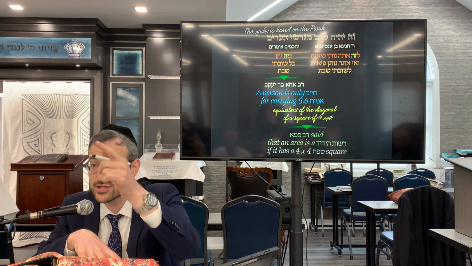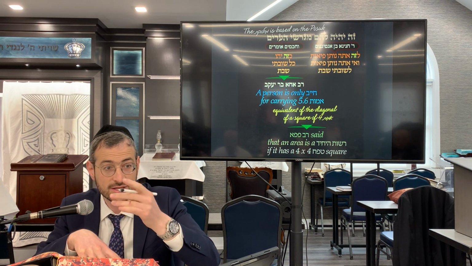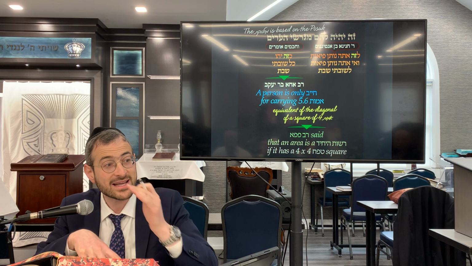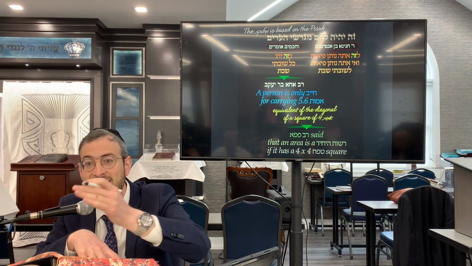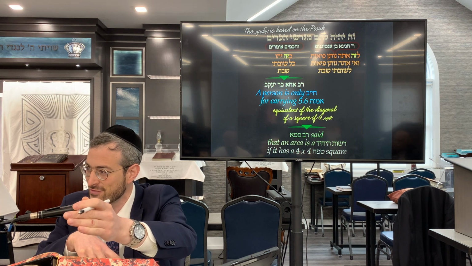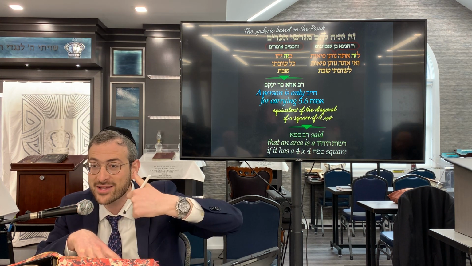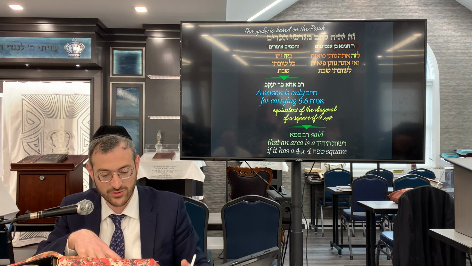Daled amos has a leniency too. There's a stringency and there's a leniency regarding how we're measuring. To be chayav carrying daled amos, you didn't carry the whole daled amos. You still have, because the corners give you 5.6. So to be chayav, the carry has to be not just daled, it has to be 5.6 amos.